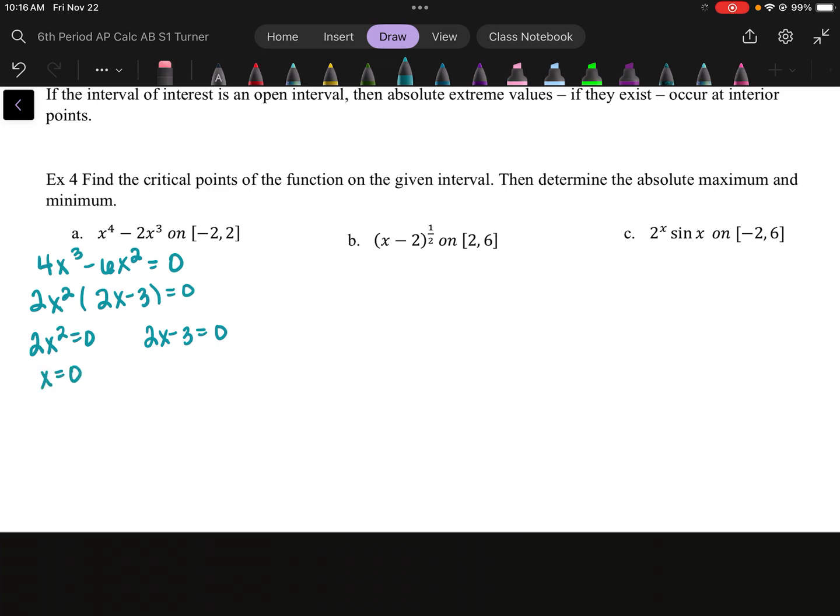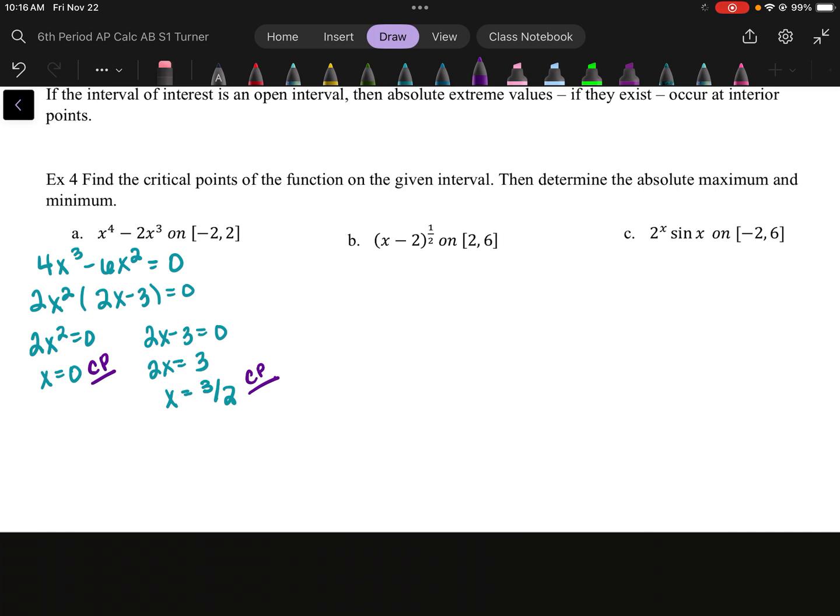When I solve 2x squared is equal to 0, I get that one of my solutions is 0. When I solve the second one, I get that my second solution is taking place at positive 3 over 2. So these are my candidates for my critical points. So I have a critical point at 0, and I have a critical point at 3 over 2. Step 2 is to plug those values into that original function.